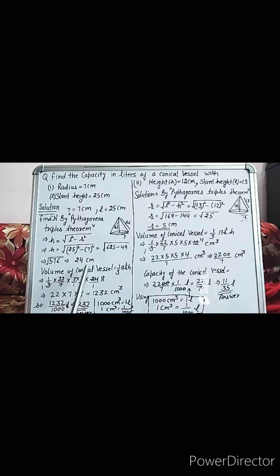Now we find the volume of the conical vessel. The formula is 1 by 3 pi r square h. Putting the values of pi, r square and h, we get 1232 centimeter cube. But we have to find the capacity in liters, so we convert centimeter cube into liter. 1000 centimeter cube is equal to 1 liter. So 1 centimeter cube is 1 upon 1000 liters. So 1232 divided by 1000, we get 1.232 liters as the answer.